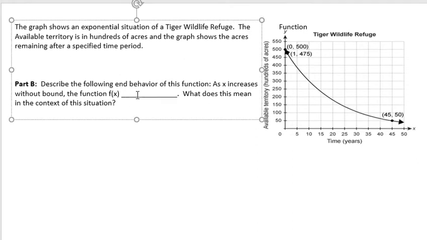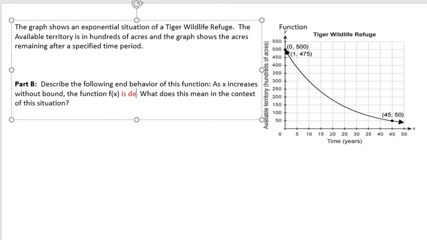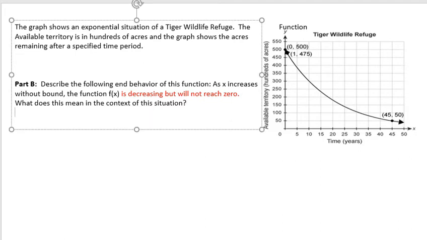So I could say that the function f of x is decreasing but will not reach 0 because of that asymptote. Remember, that asymptote's like that brick wall, and my exponential function will never cross that line. So in context of the situation, what does that mean for us?